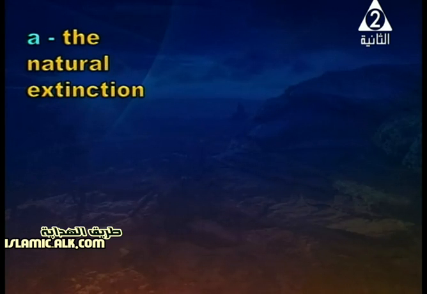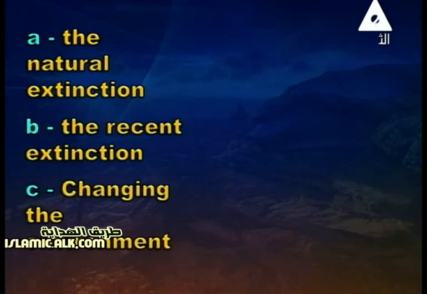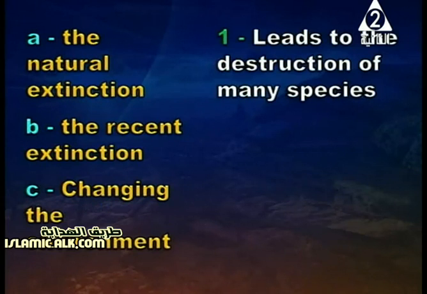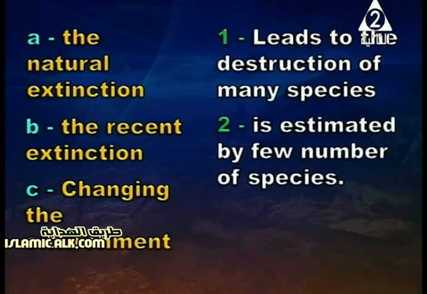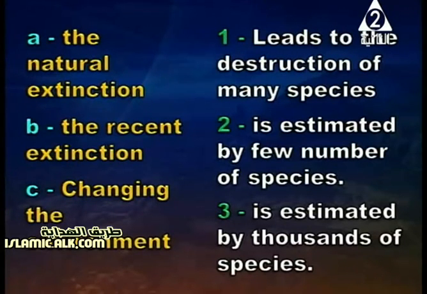Now let's go to the next question. It is a matching question. We have 2 columns here. On the left we have natural extinction, recent extinction, and change the environment. While in the right column we have leads to the destruction of many species, also we have is estimated by a few number of species, and also we have is estimated by thousands of species. So we have to match between the two columns.